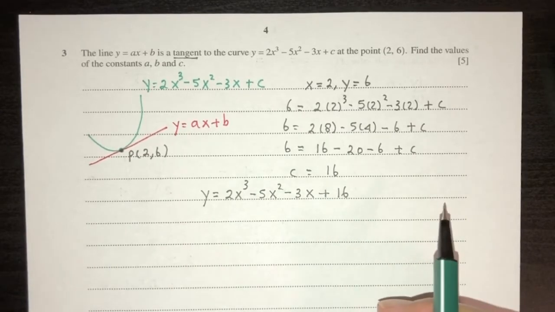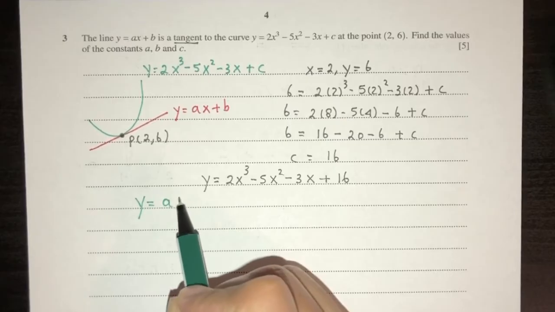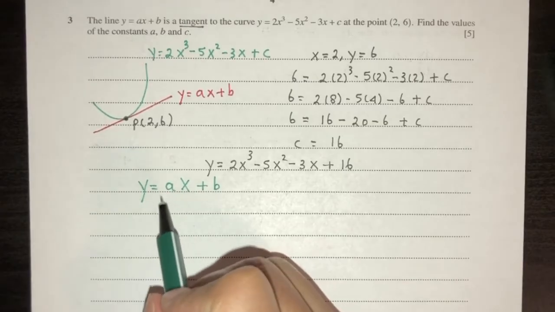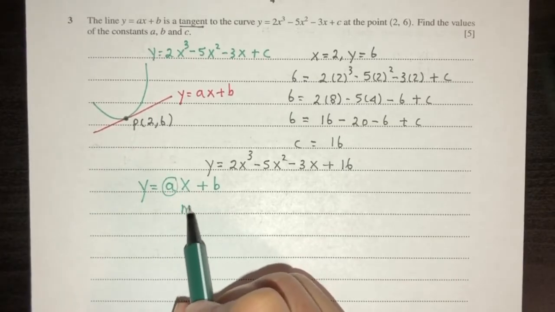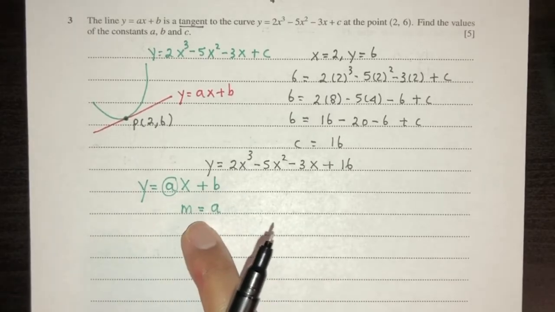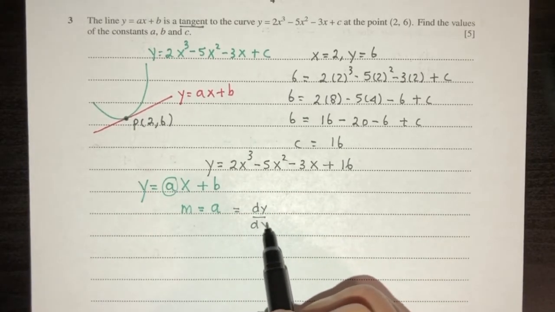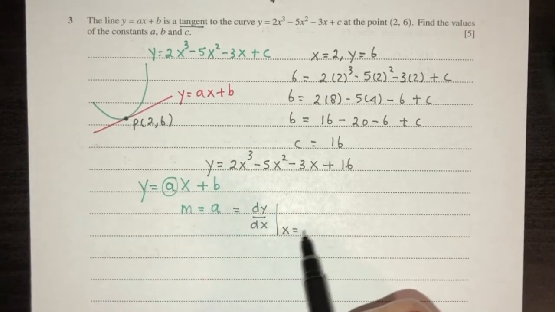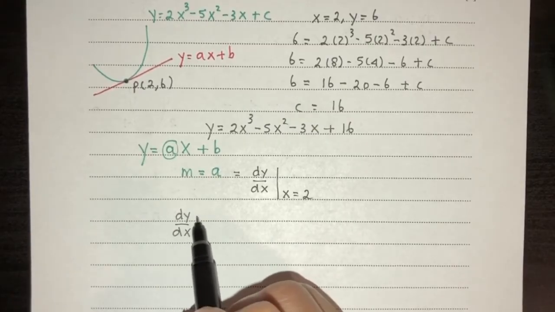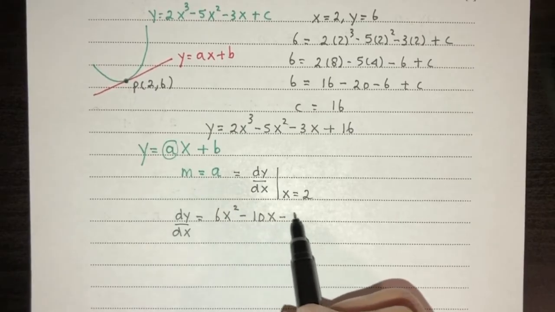Now the next step is you have to look at this one. If you see this equation, y equals ax plus b, one thing you can say is that the gradient of this line is equal to a. So m, which is the gradient of the line, is equal to a. But now, how do you find the gradient given this equation? We know that it is equal to dy by dx at this point where x equals 2. So let's find dy by dx. So dy by dx is equal to 6x squared minus 10x minus 3.